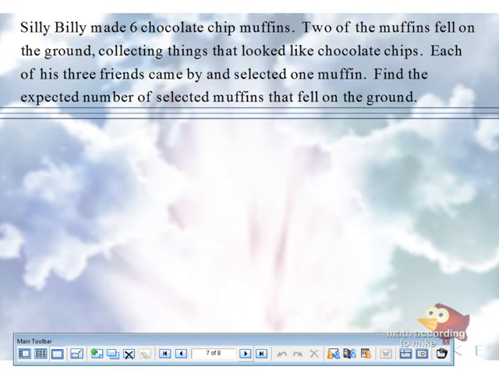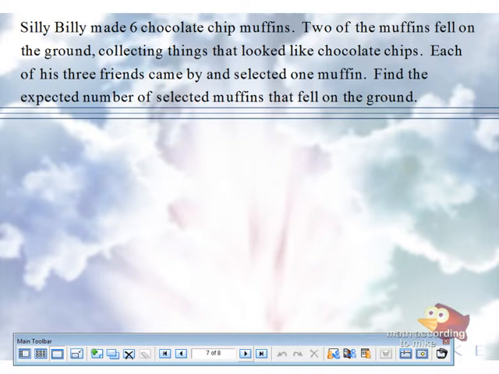All right, let's do another expected value where it's probability times the payoff, if you will. So modify the numbers so it's a little bit smaller. Silly Billy made 6 chocolate chip muffins. 2 of the muffins fell on the ground. Each of his 3 friends came by and selected 1 muffin. Find the expected number of selected muffins that fell on the ground.